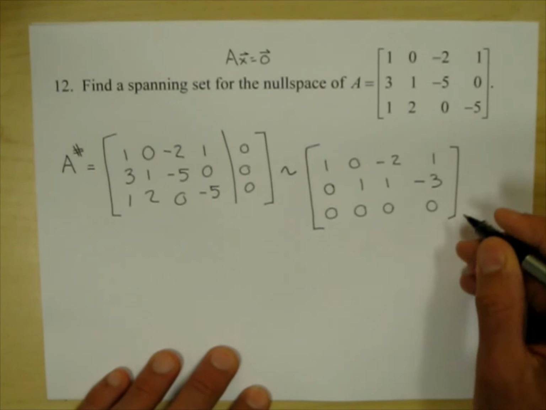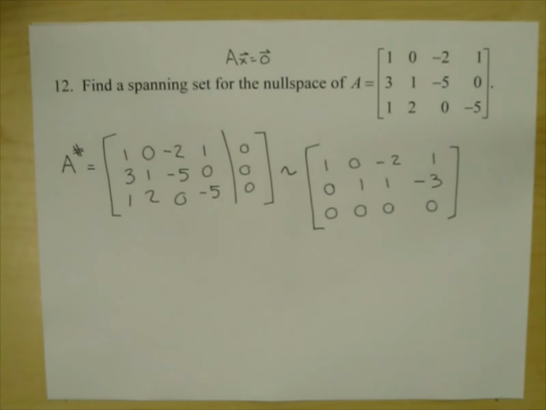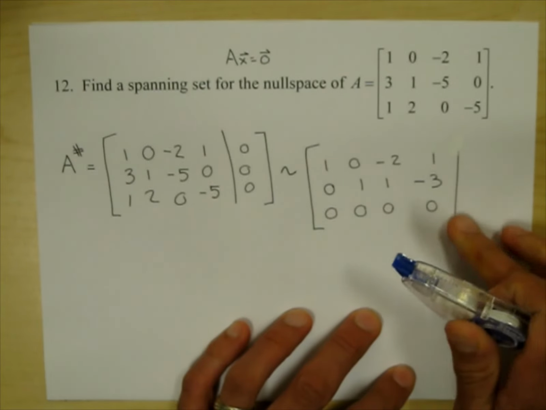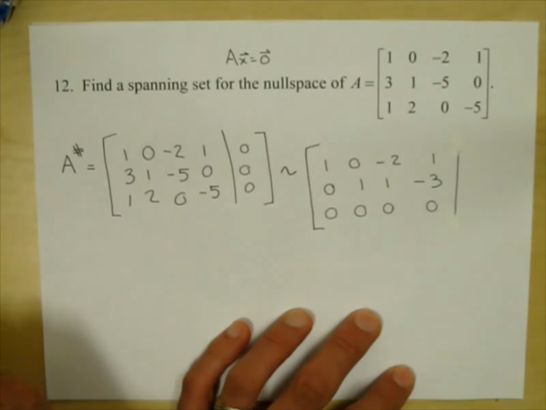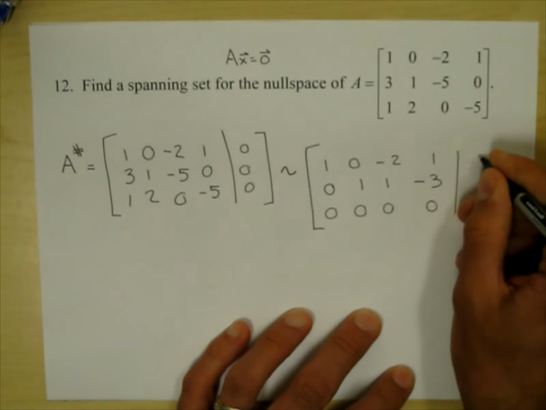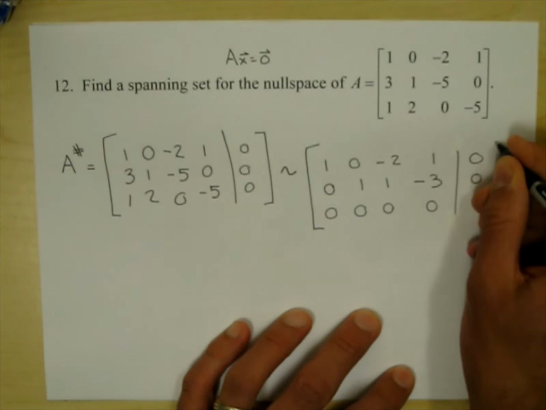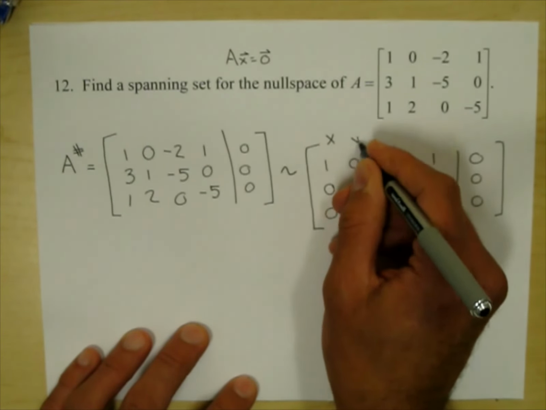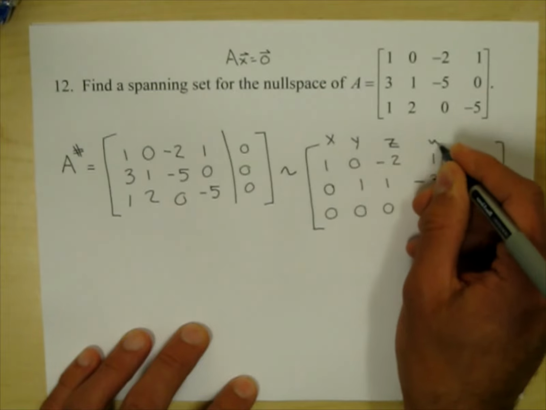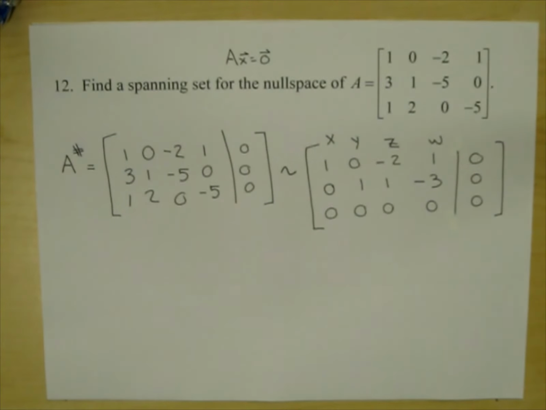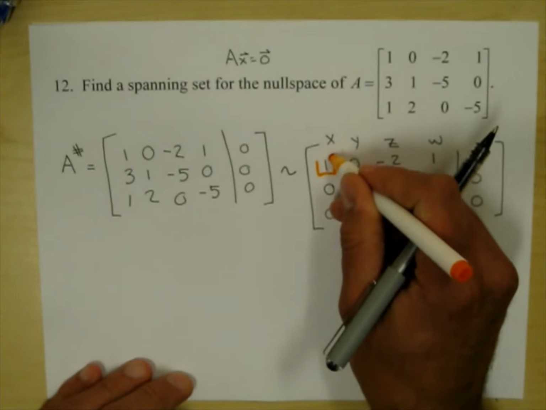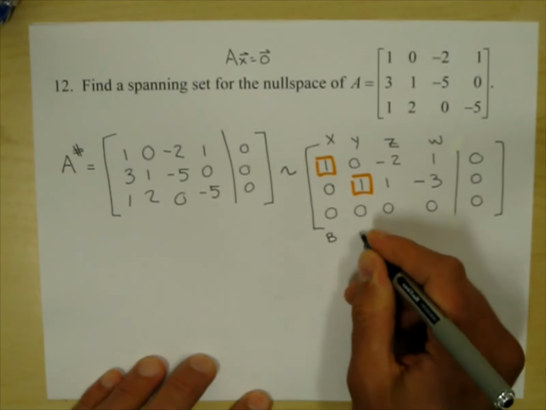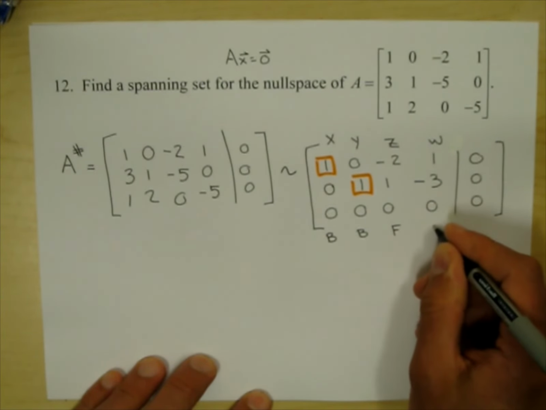Okay, there it is. Good old whiteout. So there it is, and then we have that. Okay. So this right here, we'll call this X, we'll call this Y, Z, W. Where are my pivots? Or my leading ones? Right there and right there. X is bound. Y is bound. Z and W are free.